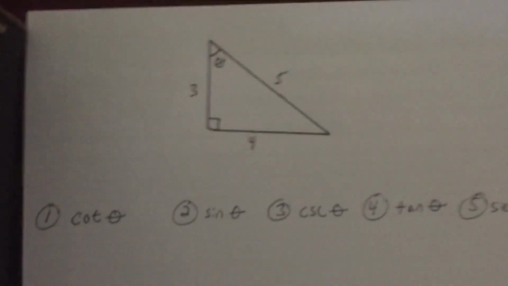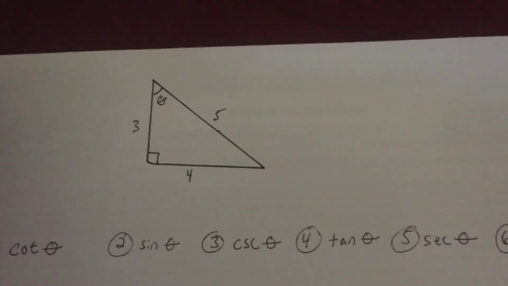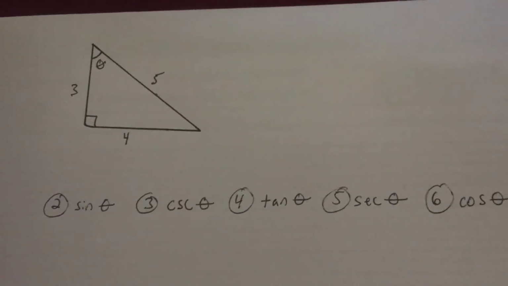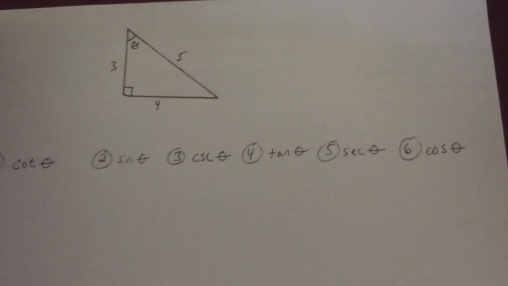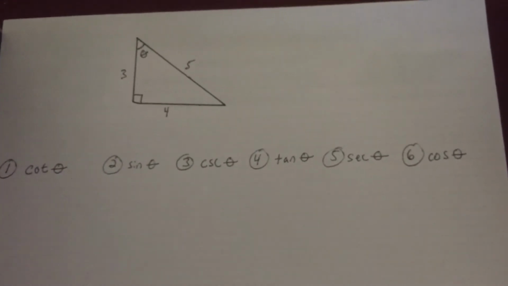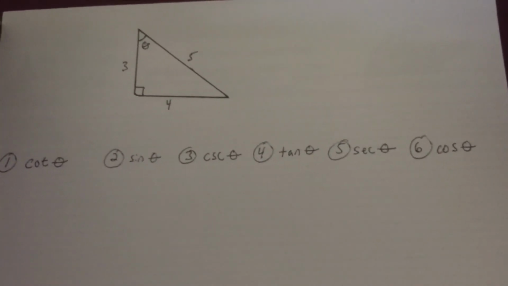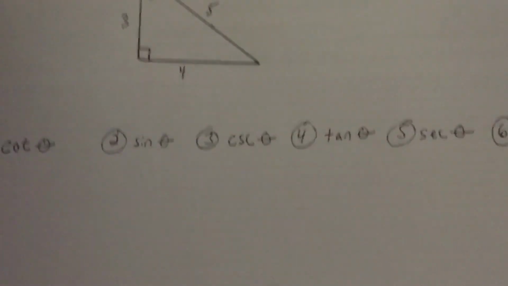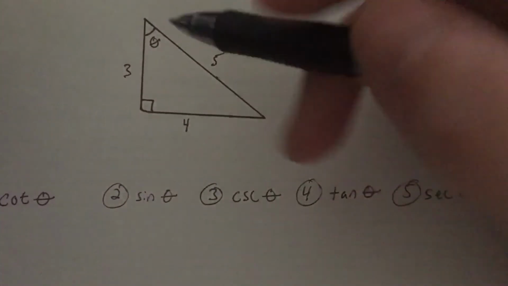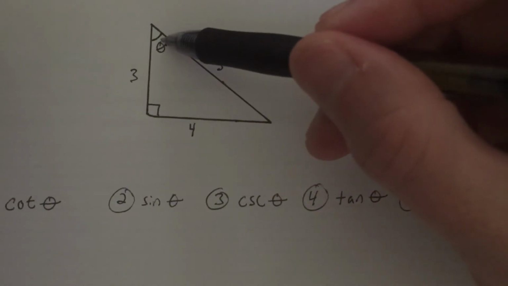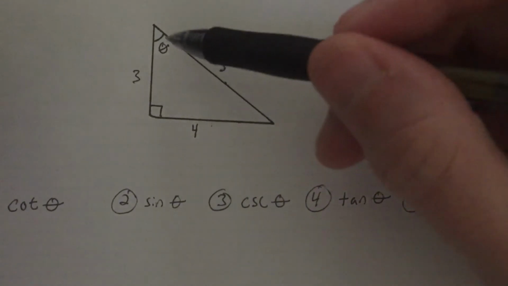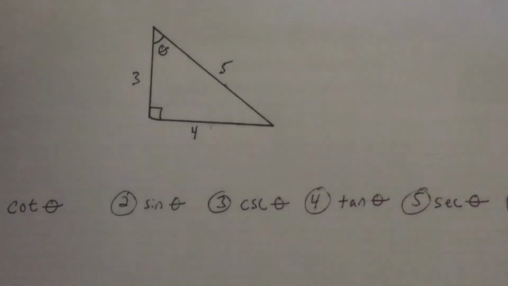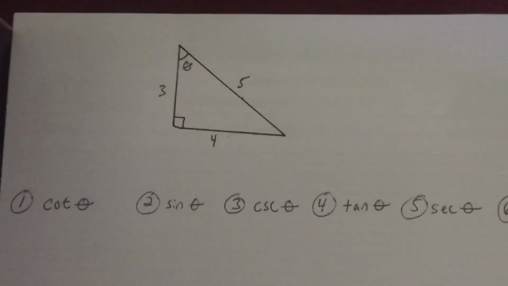How about you guys for your practice, try this. I have a 3, 4, 5 classic right triangle. We know 6 trig functions now. I want to see if you can name all of these. Number 1 is cotangent, 2 is sine, 3 is cosecant, 4 is tangent, 5 secant, 6 cotangent. Notice where the angle is. Angle theta is located up here. So think about who its opposite side is, who its adjacent side is, and what the hypotenuse is, right?